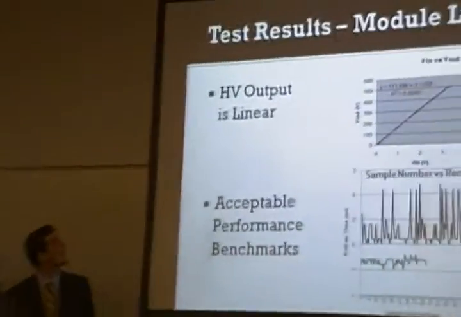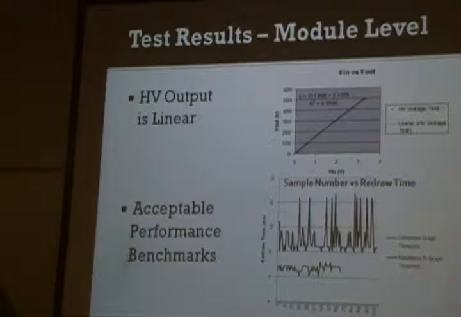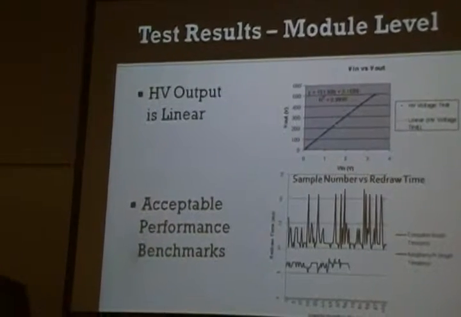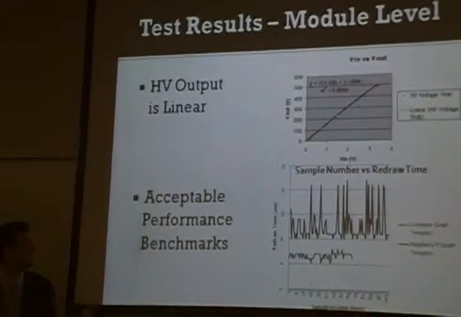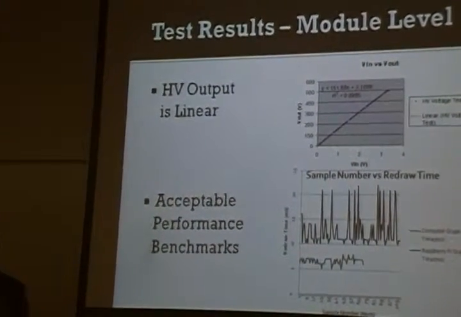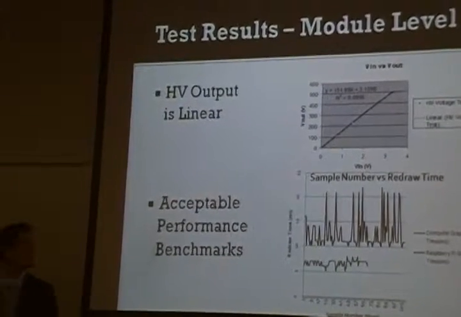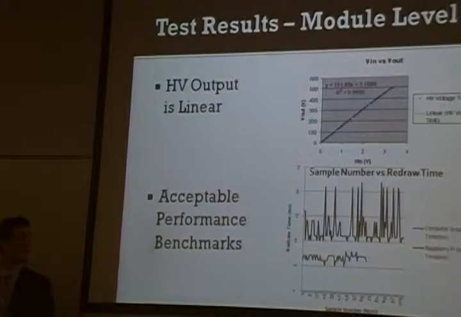So for the high voltage output, we got an extremely linear gain, which is exactly what we wanted. The blue dots represent the actual data that we got, and the dashed line, which is actually unnoticeable because it's underneath it, is a linear approximation of these data points. Our performance benchmarks ran more than acceptably.